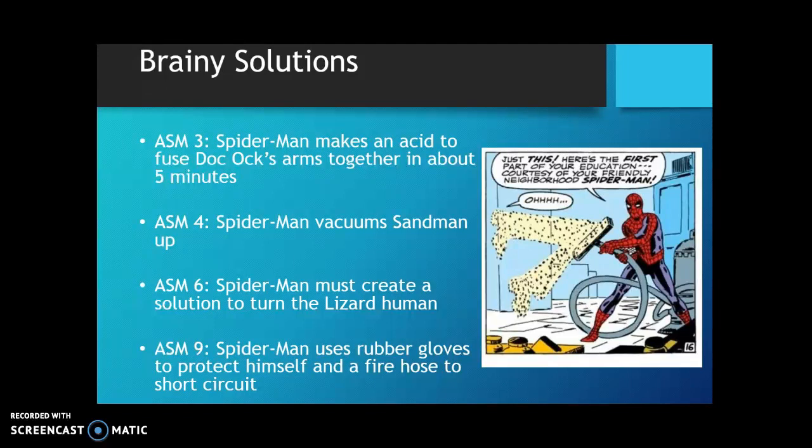We have Amazing Spider-Man number 6, where Spider-Man creates a chemical solution, again solving the problem with his scientific brain. He turns the Lizard back to human. And in Amazing Spider-Man 9, he uses rubber gloves to protect himself, and he uses a fire hose to short-circuit Electro. That should finish him off. So again, he's using his brains, his scientific knowledge, just his common sense to solve problems instead of just trying to punch the problem away, which I think is a cool theme to take note of. A lot of problems can't be solved with fists, and that's a good lesson for kids, and for me.